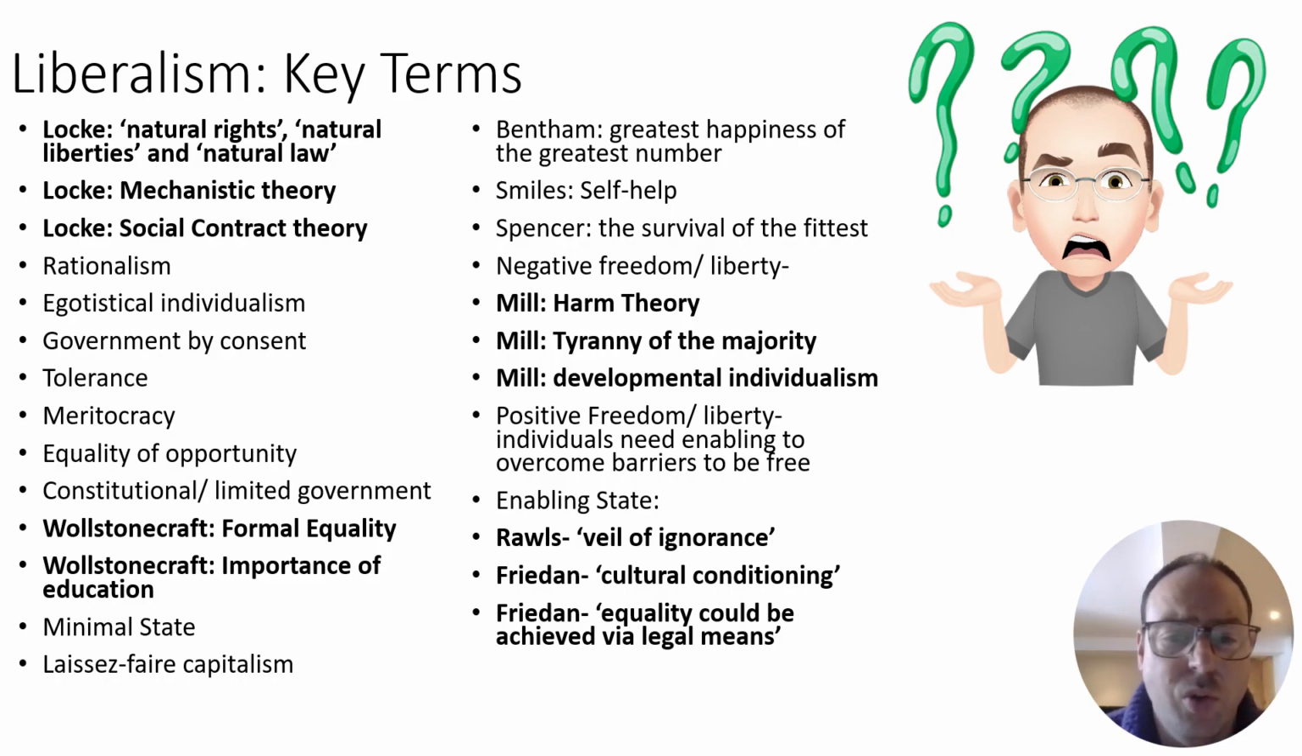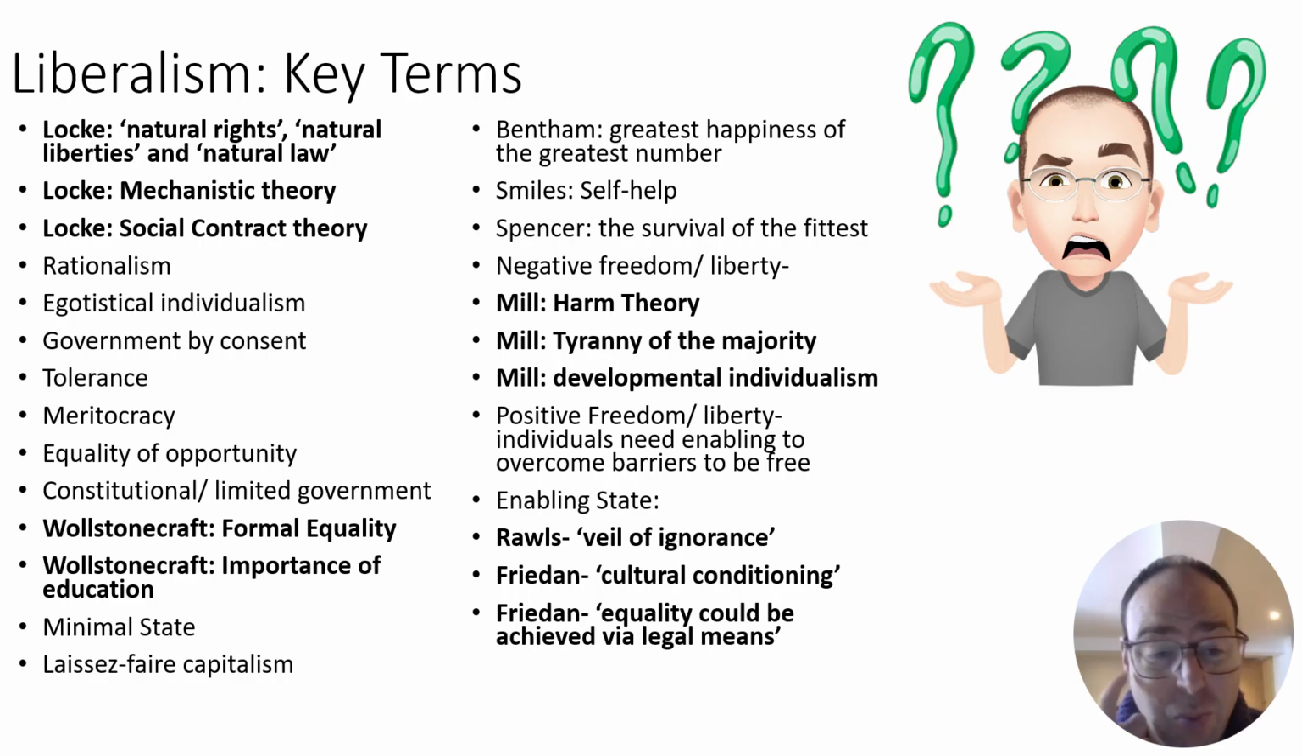She talks about the importance of education, and again, liberals have this really positive view on human nature and this idea that people can get better, and this links with Mill and his idea of developmental individualism. So people aren't just a sum of what they currently are; they are what they could become. And Wollstonecraft talking about education, so she's a classical liberal, but this links in with ideas later on in terms of equality of opportunity.